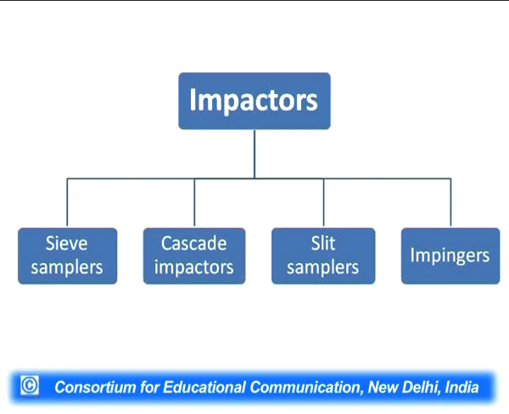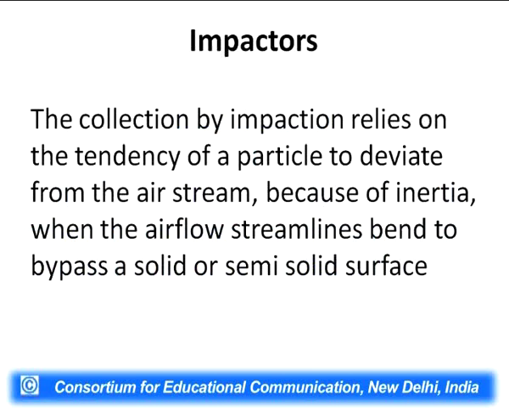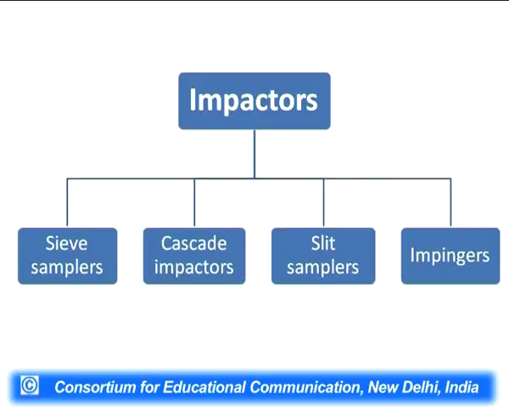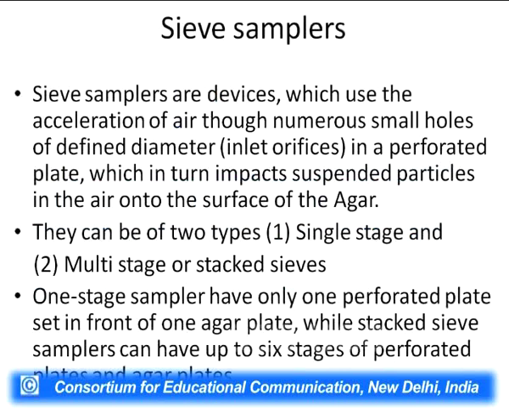Here in this picture, we will discuss these impactor techniques in detail with schematic diagrams. First, what are the different types of impactors? They are sieve impactors, also called sieve samplers, cascade impactors, slit samplers, and impingers. Now, we will discuss them one by one. What are sieve samplers actually?